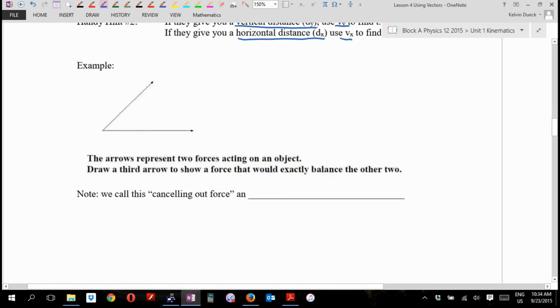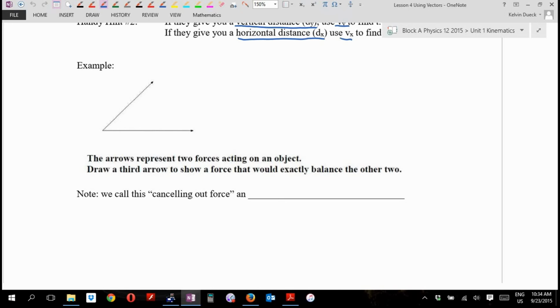More vectors. These two arrows represent two forces acting on an object. Draw a third arrow that would show a force that exactly balances or cancels out the other two.